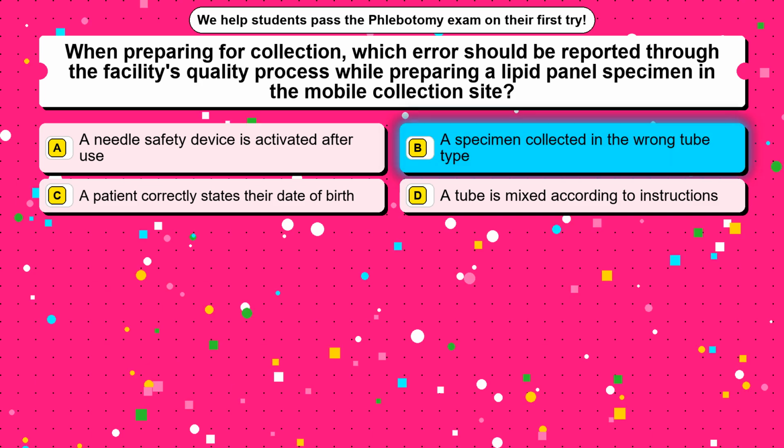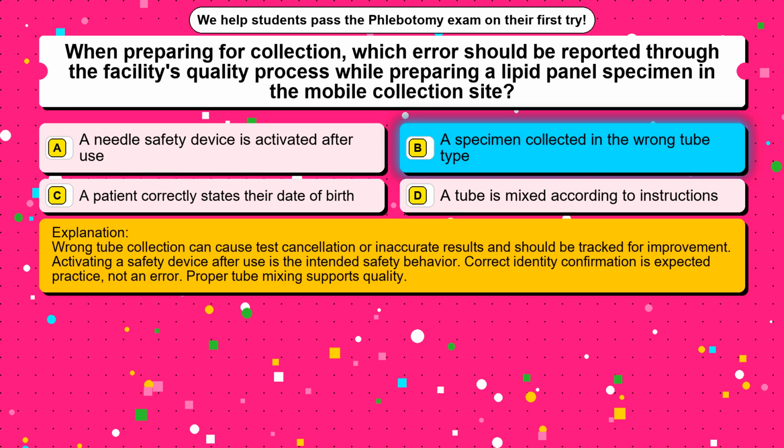The correct answer is option B. A specimen collected in the wrong tube type. Wrong tube collection can cause test cancellation or inaccurate results and should be tracked for improvement. Activating a safety device after use is the intended safety behavior. Correct identity confirmation is expected practice, not an error. Proper tube mixing supports quality.